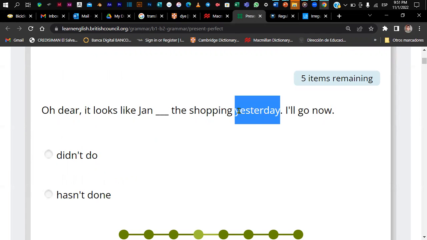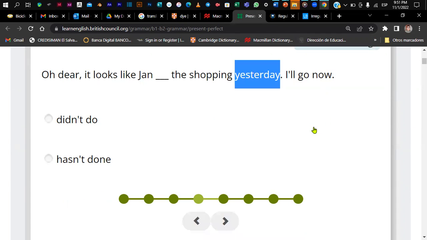If you see a time expression, that means that the sentence is going to be in simple past, because we use time expressions with the simple past. No, with the present perfect, we don't use them. With the simple past, yes. What did you do yesterday? Jan didn't do the shopping yesterday.